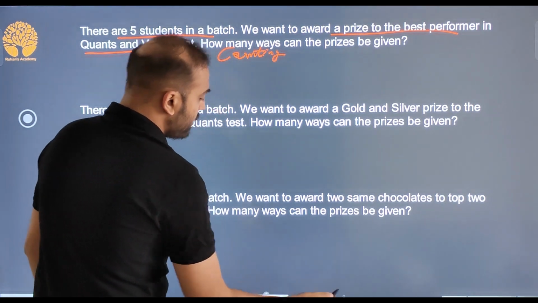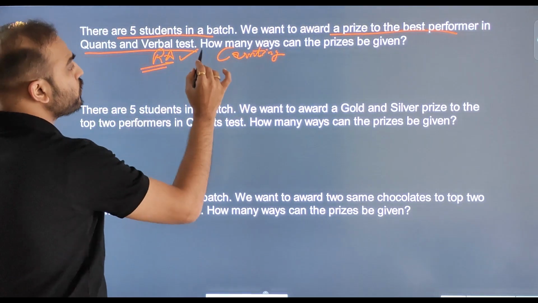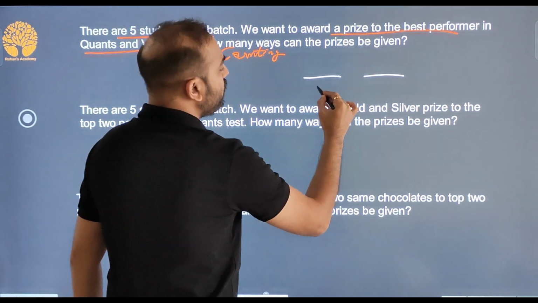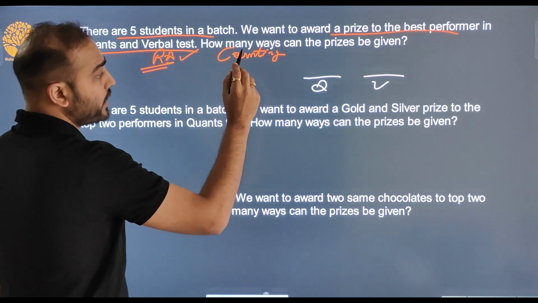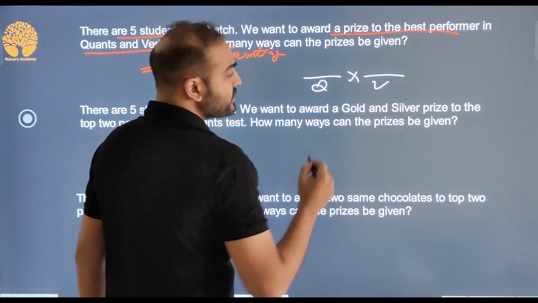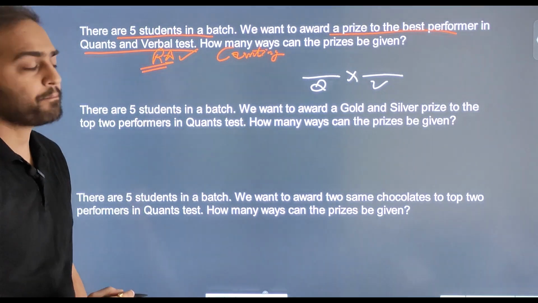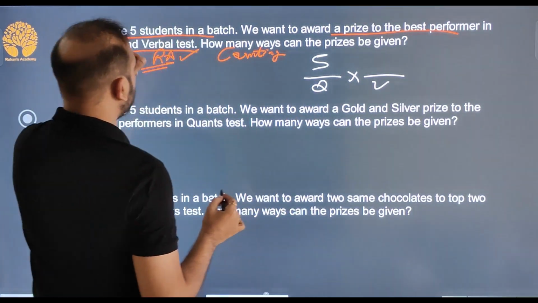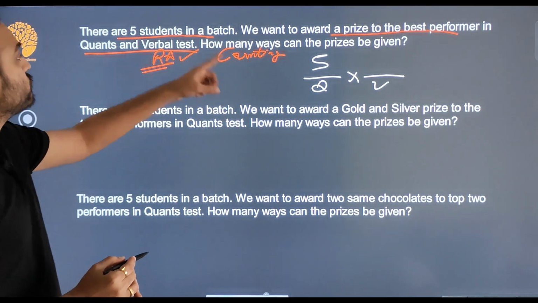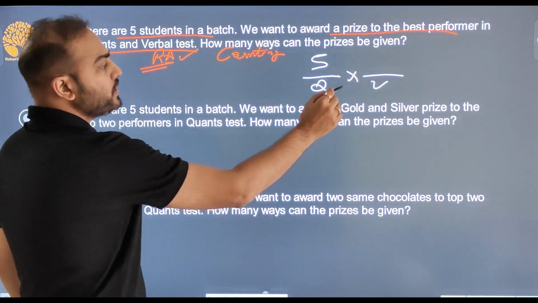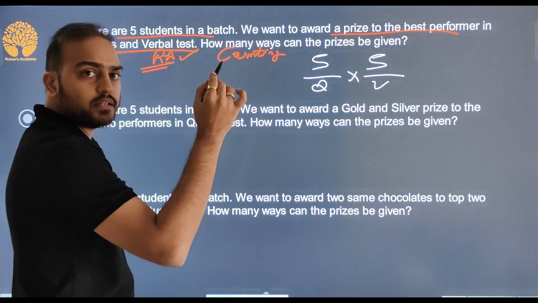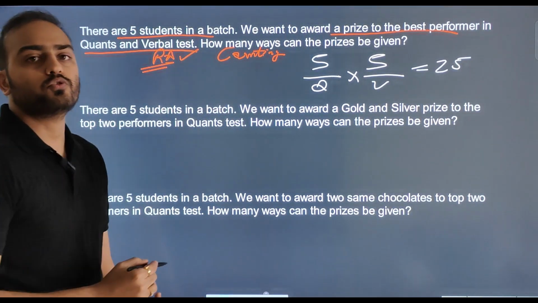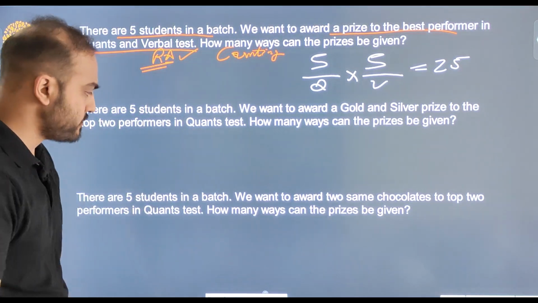How do we do that? Again, we have done it in the previous video. We make 2 blanks: this is for the quant test, this is for the verbal test, and I want quant and verbal. Because there is an "and", multiplication will come. Now how many options are there for me to give a prize for the quant test? 5 options, because I can give the prize to any of these 5 students. Similarly for verbal, again the same 5 students, so total 25. So in total I have 25 options.